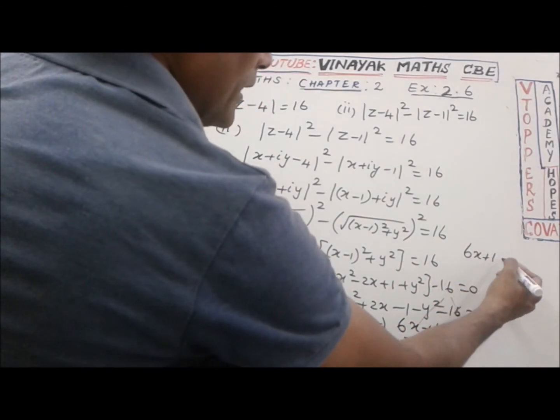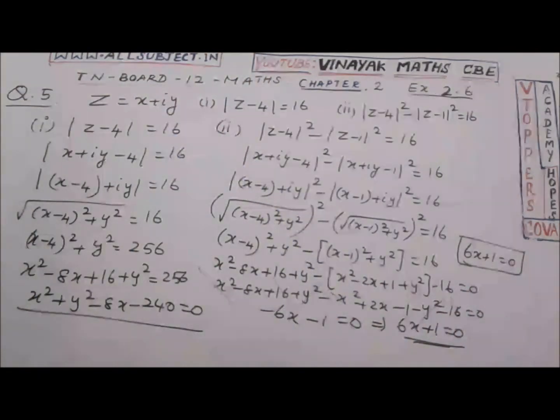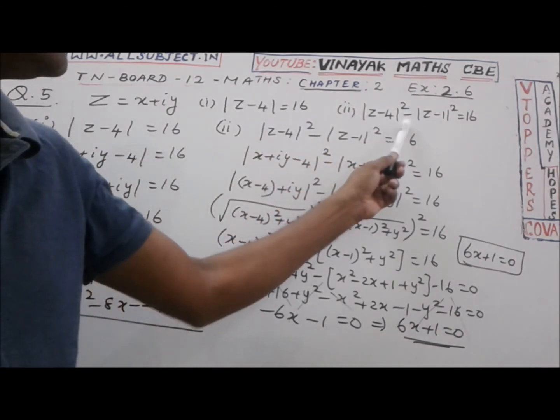6x plus 1 equal to 0 is the Cartesian equation of the z when it follows the second condition.